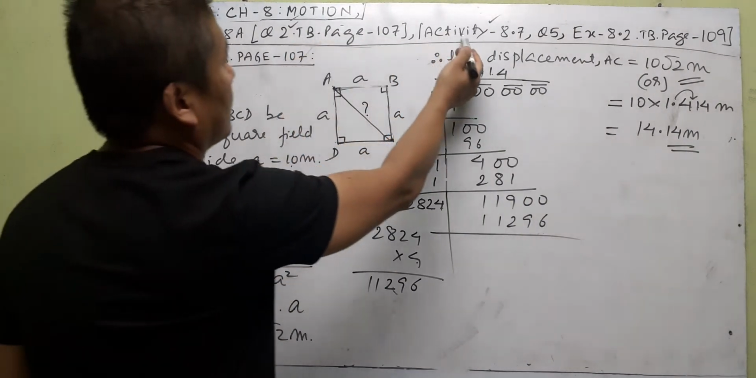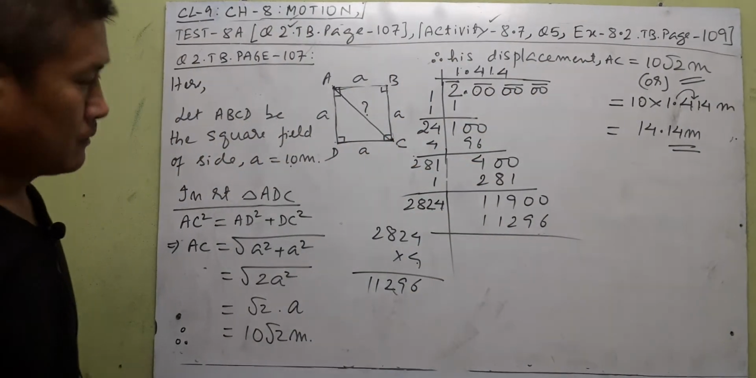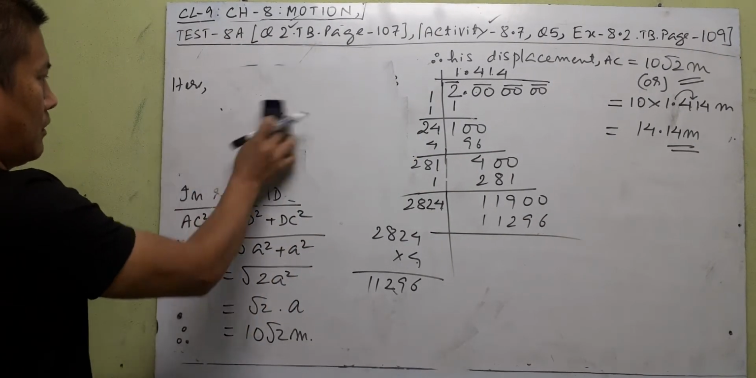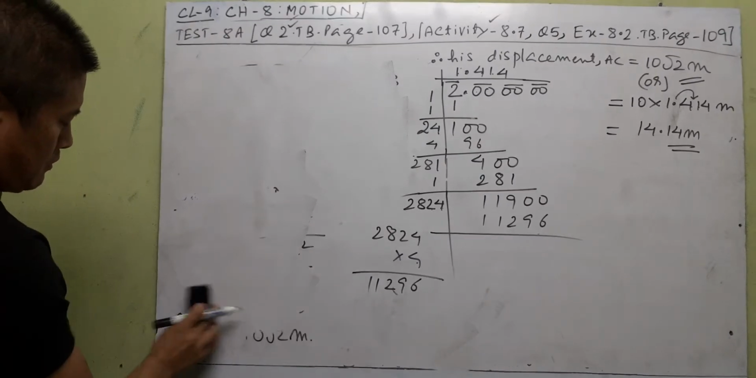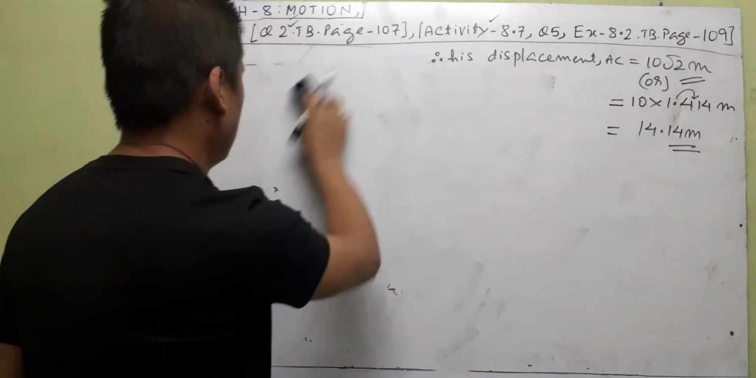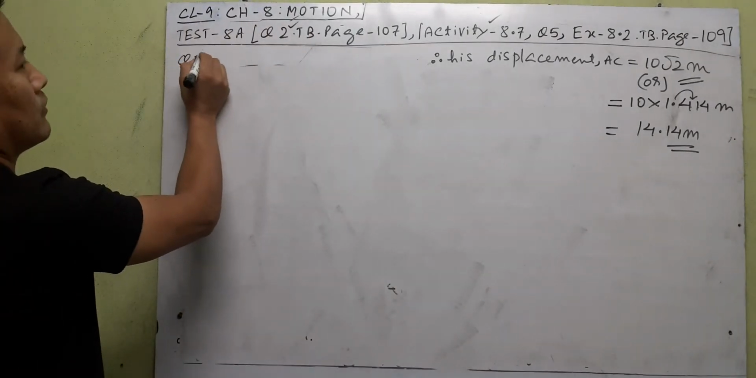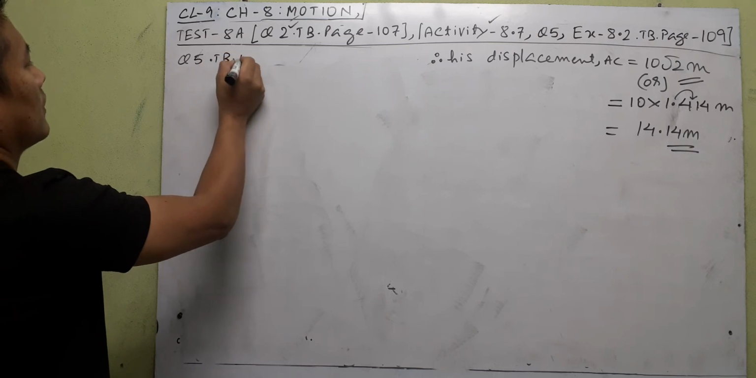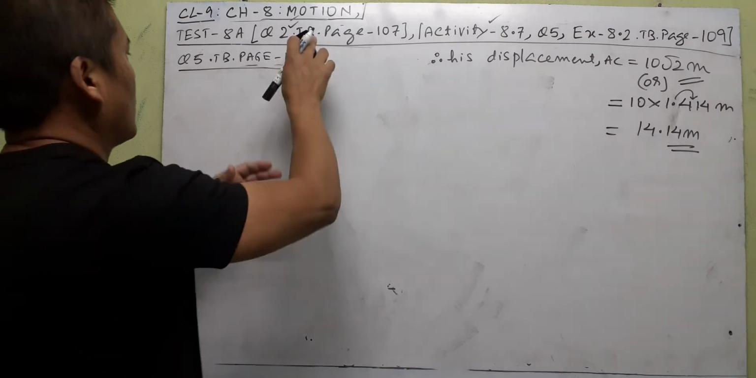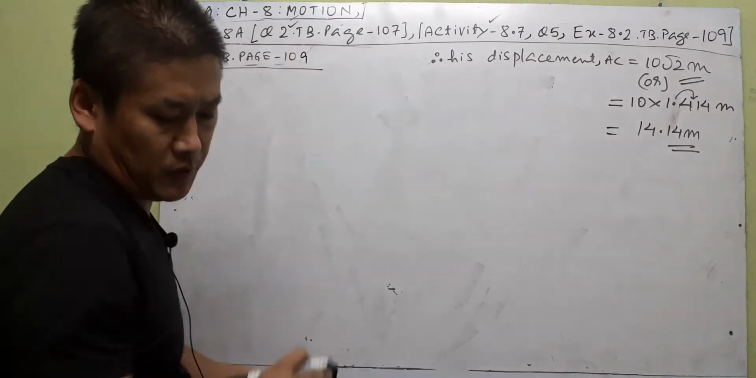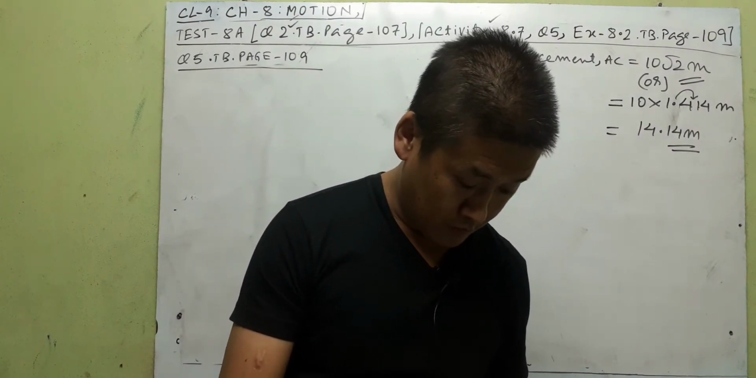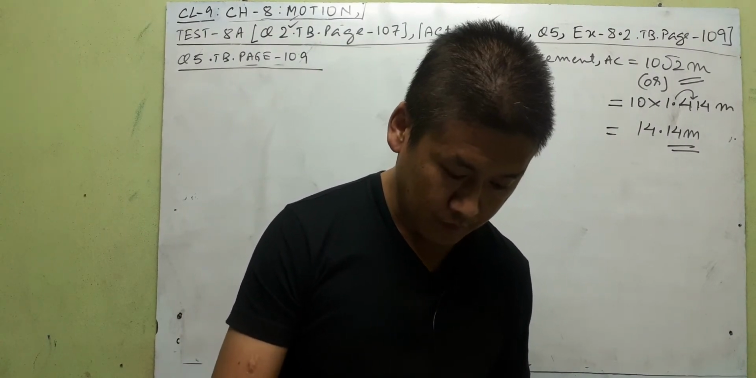So now these 2 are done, let us go to 5. Okay, question number 5, you'll find this in the textbook on page number 109. So open your textbook to page 109 and let me read the question for us. Question number 5.